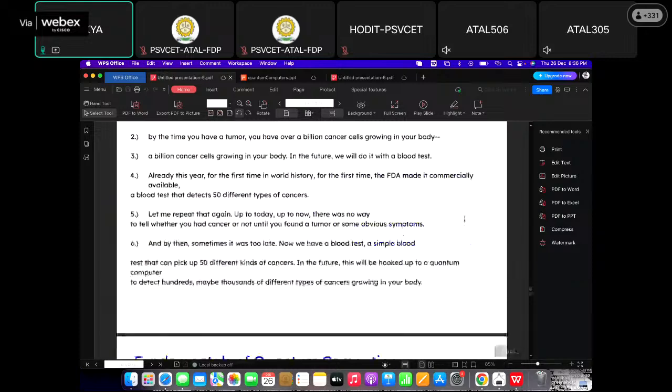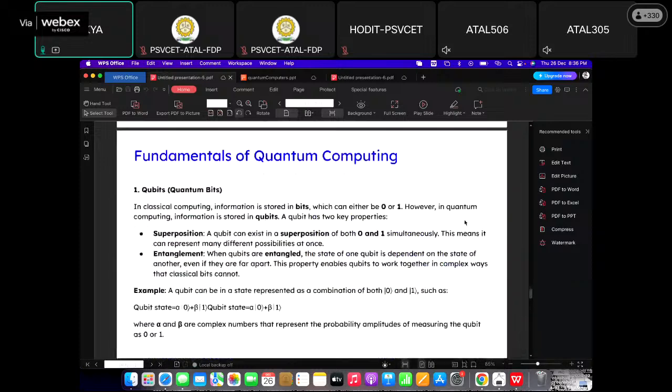This is the fundamental of quantum computing. Number one, qubits. In classical computing, information is stored in bits, which can be either zeros or ones. In quantum computing, information is stored in qubits. A qubit has two keywords, that is superposition and entanglement. Okay, I'm not able to do anything here because I'll just demonstrate, but I don't have the time.